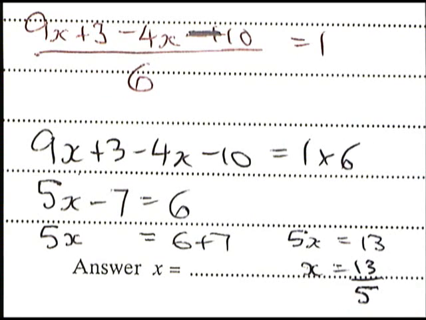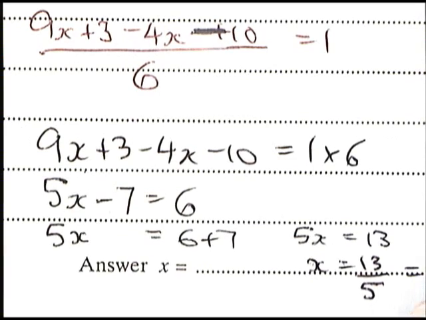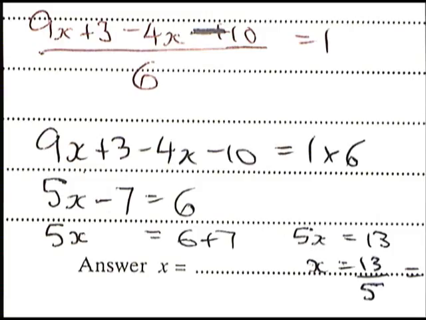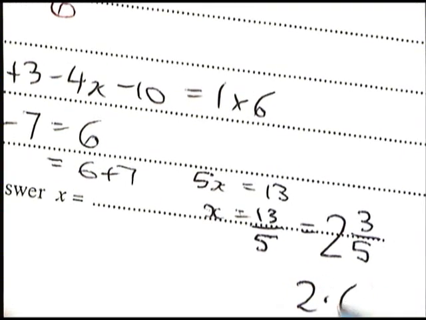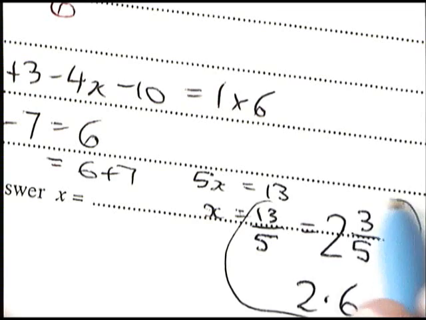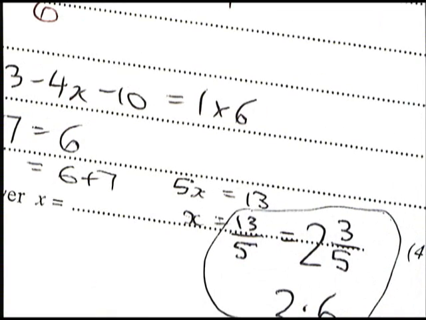There's nothing wrong in you leaving your answer like that as a fraction. 5 though goes into 13 twice with a remainder of 3. So it's exactly the same as 2 and 3/5. 5 went into 13 twice, remainder of 3. If you wanted to do it as a decimal, that would be 2.6. Any of those answers there will be fine for that question.